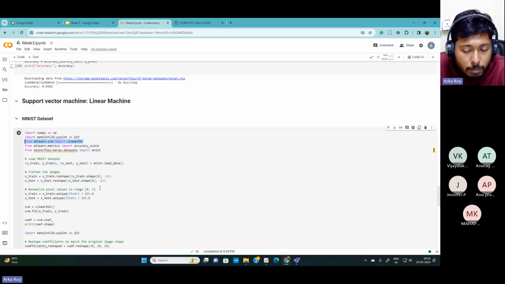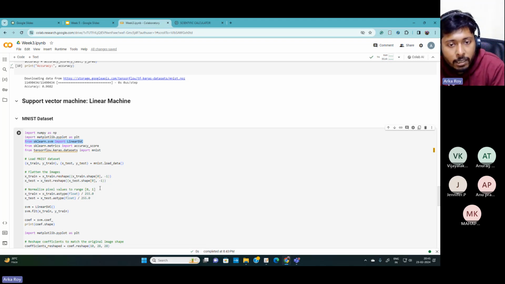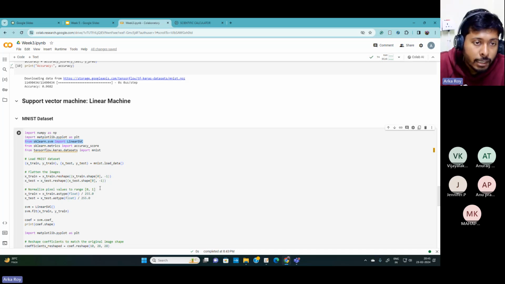In linear SVM, Professor PK Viswas has shown that if you extract the weights and unravel the weights, you will see the template of the data. That is what we will try to do, and we will use the MNIST dataset to do that.